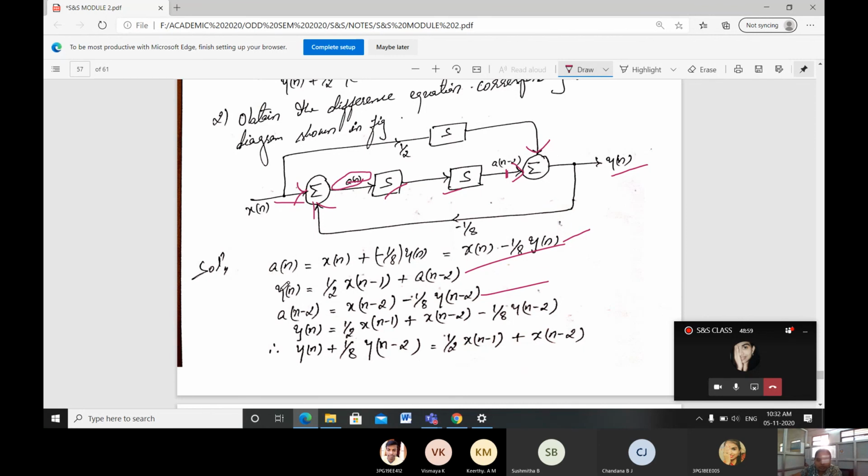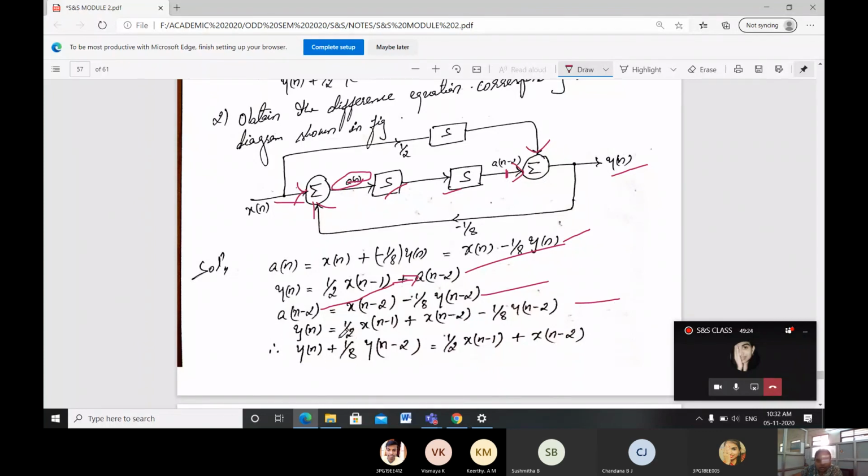Next what you have to do? We have to substitute what a of n minus 2 is in this equation. Here you have to substitute. If I substitute, what will I get? Y of n is equal to 1 by 2 x of n minus 1 plus x of n minus 2 minus 1 by 8 y of n minus 2, you will be getting.